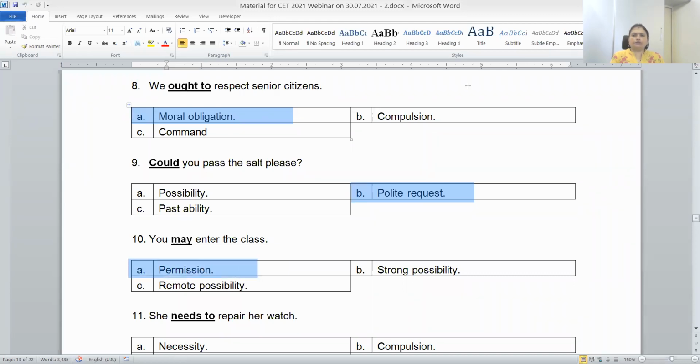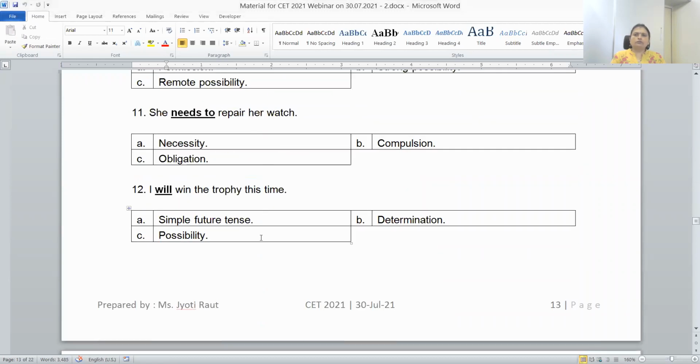Permission. You're giving permission. She needs to repair her watch. Children, needs to, which is the correct option? Necessity, option A. Very good. Number 12, I will win the trophy this time. What does it show, children? Yes, option B, determination. Determination is your answer.